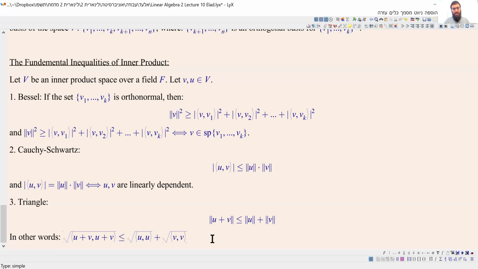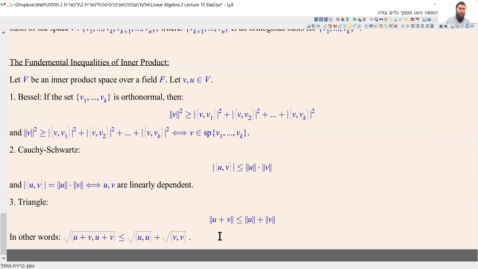Now, we've already mentioned it when we discussed the notion of norm, but we didn't prove why that is so. Now, when we have the Cauchy-Schwarz, we can use it to prove our triangle inequality for the norm induced by the inner product. So we have three inequalities, in addition to the inequality about the projection. And I want to prove all these inequalities.